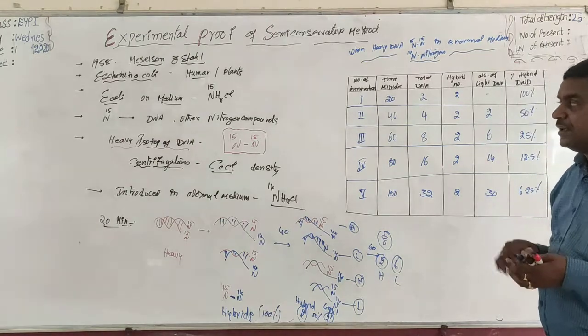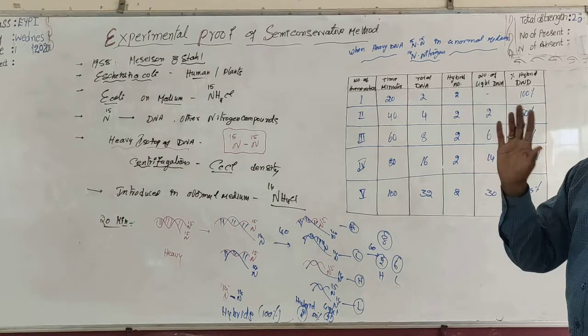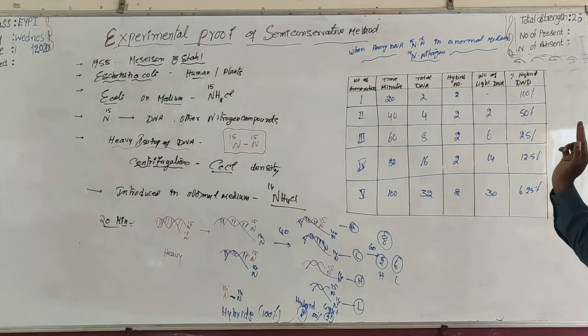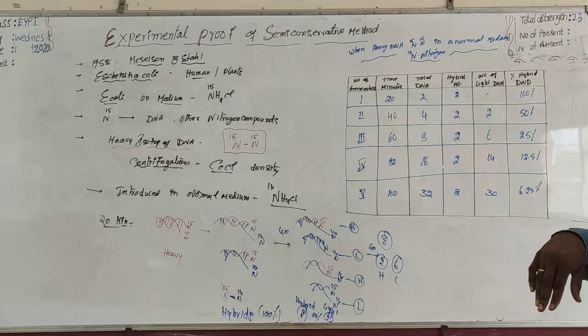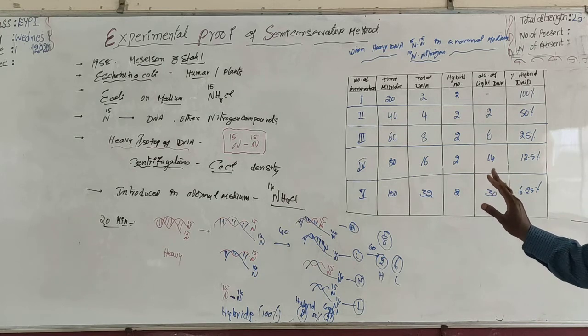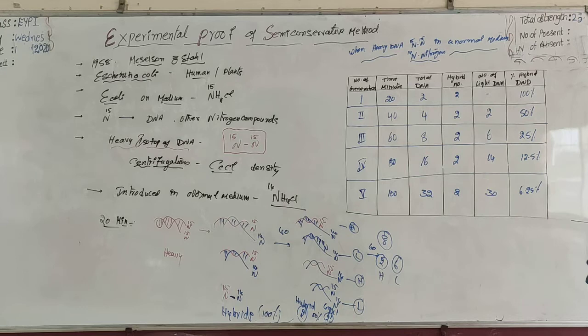Now coming to another point, very important. It was discovered by scientists Meselson and Stahl in E. coli. The semi-conservative method was experimentally proved by Meselson and Stahl first in bacteria. Later it was also explained in human cells and also plant cells. That is the semi-conservative method of DNA replication.